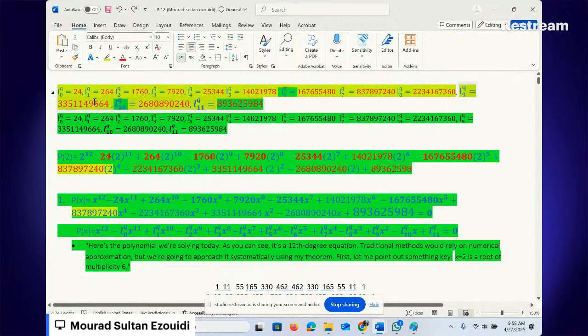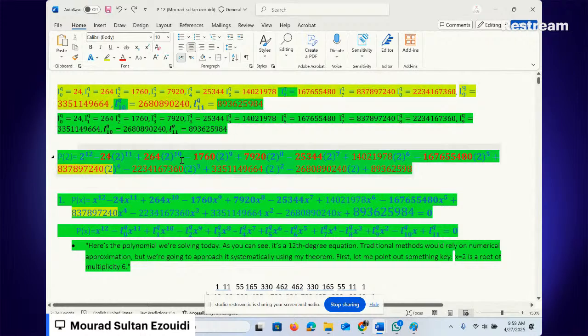2,234,167,360, and L9 is going to be equal to 3,351,149,664, and L10 is going to be equal to 2,680,890,240, and L11 is going to be equal to 893,625,984. Okay, these are the coefficients of my 12-degree polynomial equation.